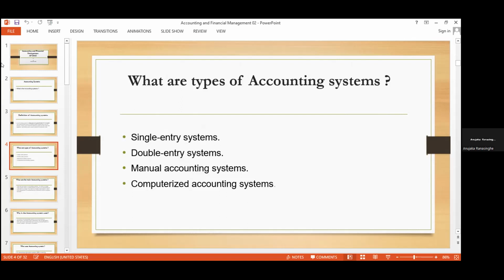In the single entry system, all the transactions are entered on one side, in one account. In the double entry account system, all the transactions are entered in two separate accounts.